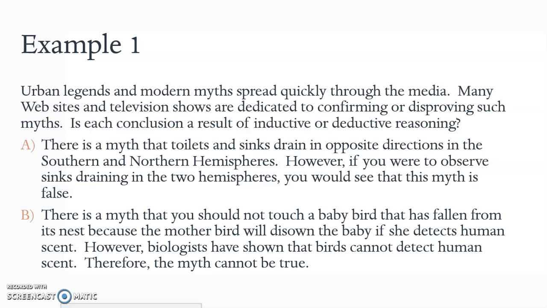So in part A, it says there is a myth that toilets and sinks drain in opposite directions in the southern and northern hemispheres. However, if you were to observe sinks draining in the two hemispheres, you would see that this myth is false. Now, they want you to do an observation. That means that this is inductive reasoning because you're not taking a fact, you're taking an observation. So part A is inductive reasoning.